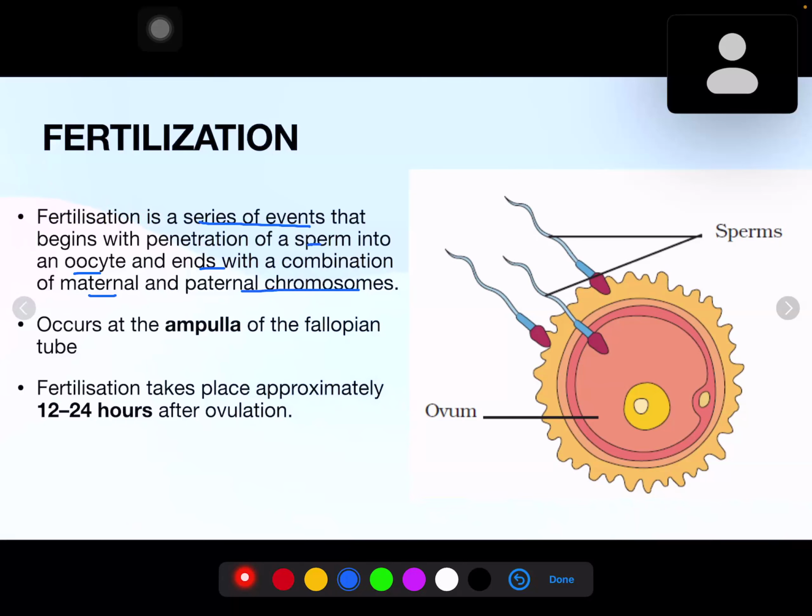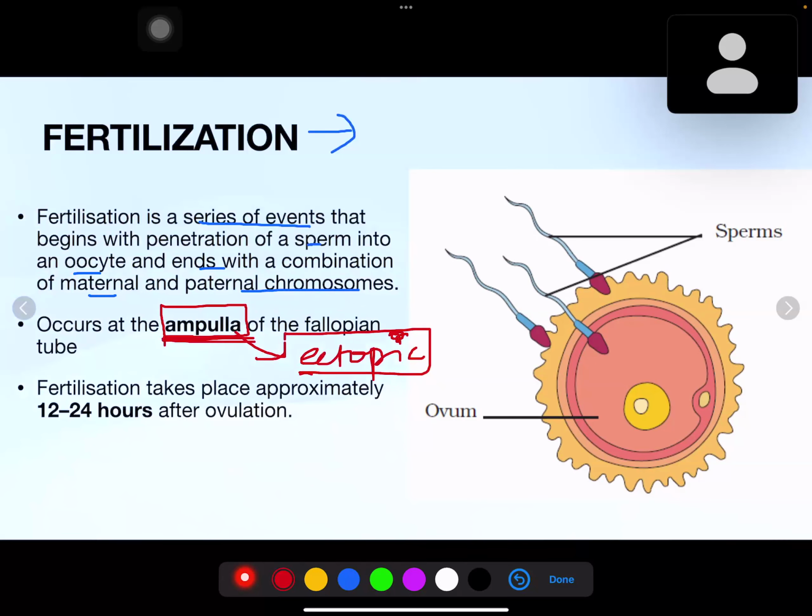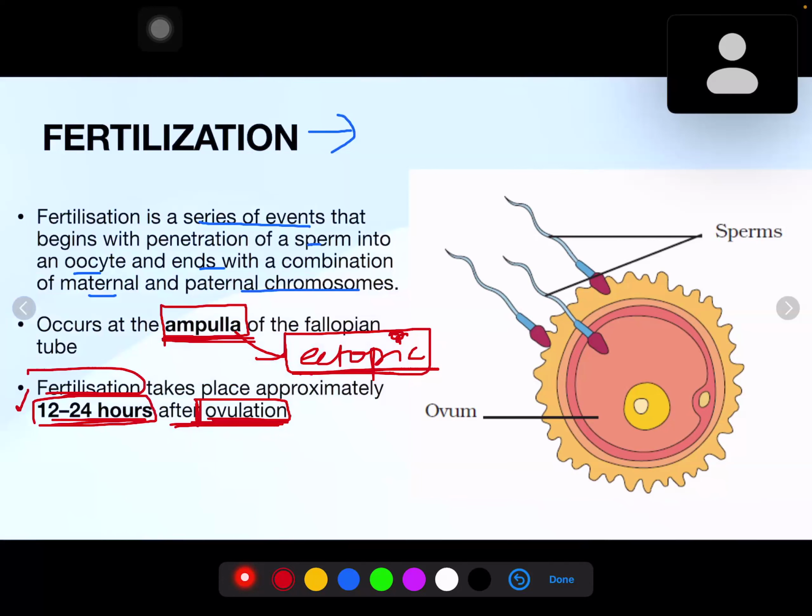Where does fertilization occur? You all know that it occurs at the ampulla of the fallopian tube. That is the significance: in ectopic pregnancy, the most common site in the tube is the ampulla, because fertilization occurs here. The next very important point to remember is the time at which fertilization occurs after ovulation. Fertilization takes approximately 12 to 24 hours after ovulation. This is important to remember.